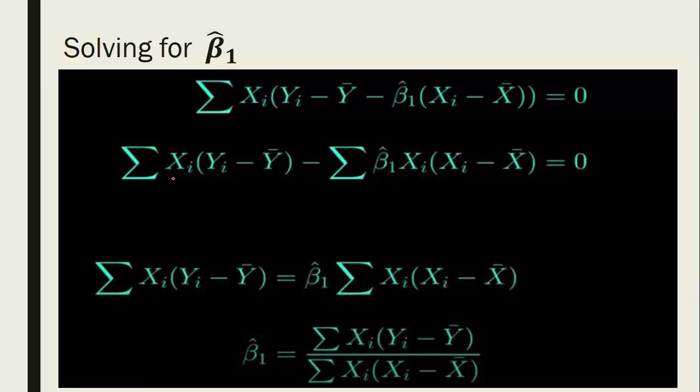beta 1 hat is a constant and can come outside of the summation like this. And moving that term to the other side, we end up with this. Now dividing through, we have an expression for beta 1 hat, which is equal to summation xi times yi minus y bar over summation xi minus x bar.